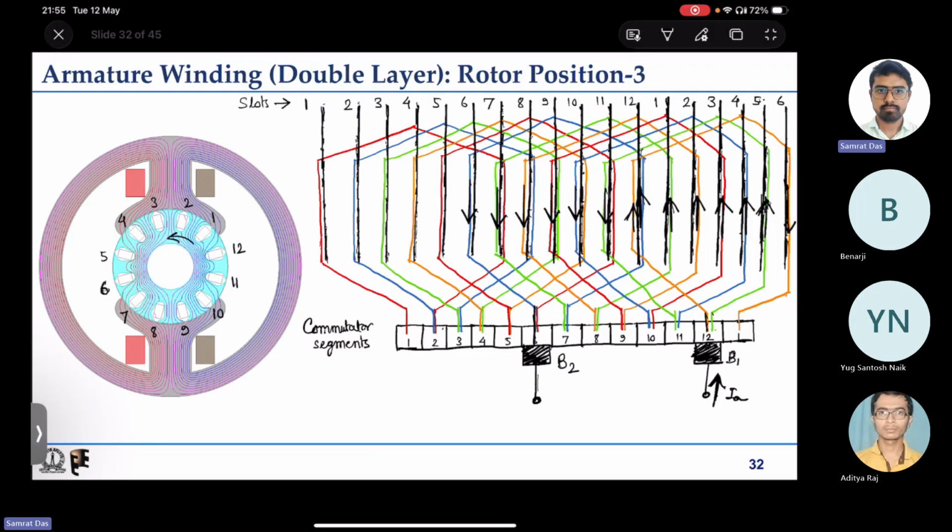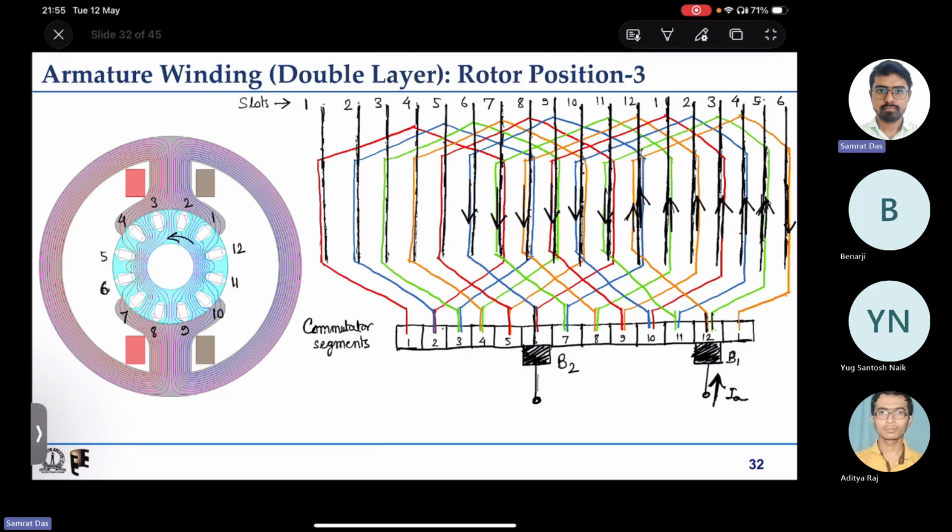B1 has two coils connected. One is coil 12, the orange one. Another coil is the green one, that is actually coil number 11, right? There are two coils connected to this 12th one. So the current will get equally distributed through these two paths.